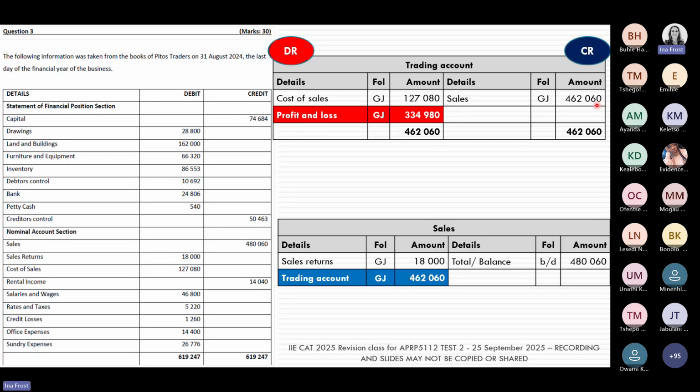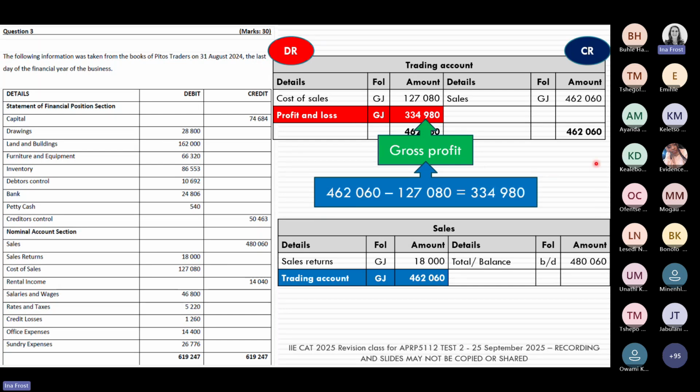And where did we get that sales number again? Remember, that's the sales number we've just calculated, and it is sales minus sales returns. So always remember, the sales number you're going to use in your trading account is sales minus sales returns. And the difference between sales and cost of sales, the name that we give for it is gross profit. And this gross profit goes to the profit and loss account.